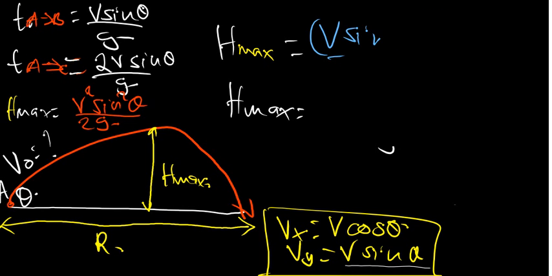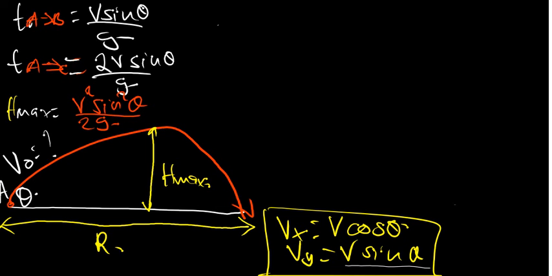Now let's get to know the formula which is going to help us find the range. Remember, we said that range is given by Vx times t. But in this case, the time we're talking about is the time the ball was in the air, meaning this formula here. That is the time we're going to use. Now, the Vx is just basically V cos theta.